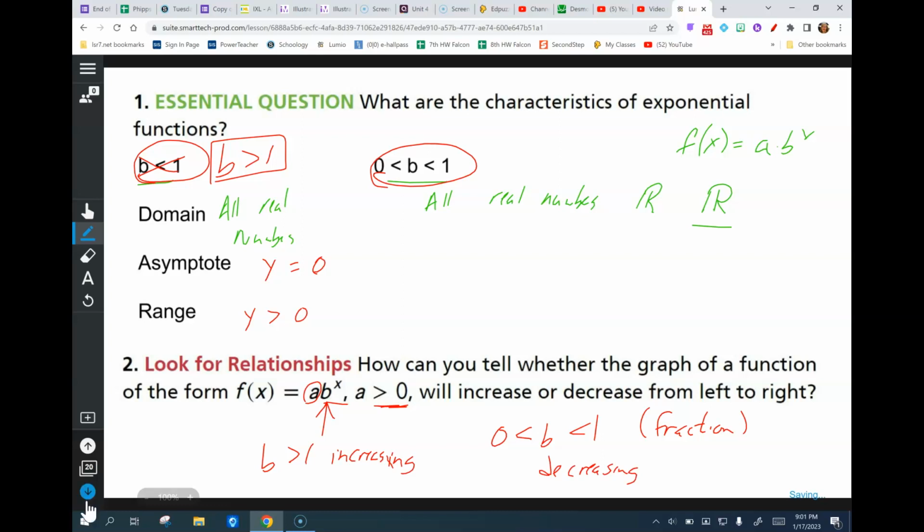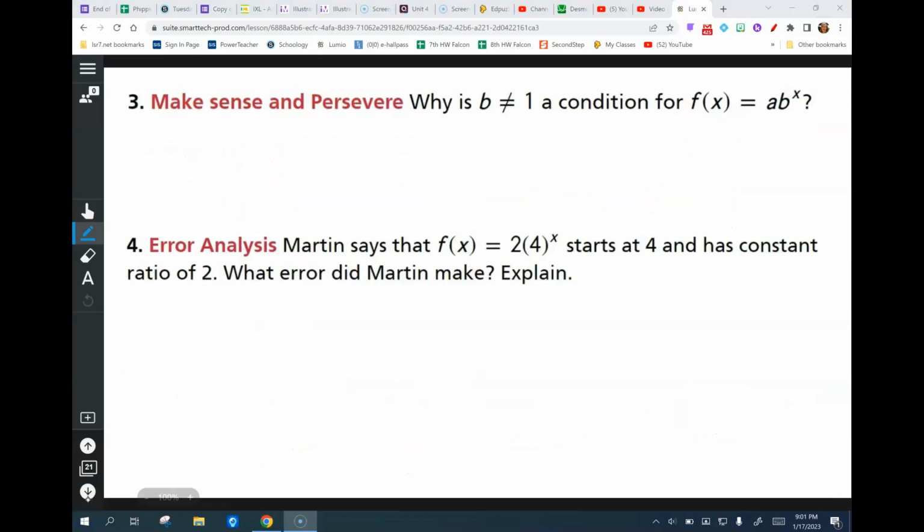Okay? Good. Okay, number 3, why is b not equal to 1? And we just talked about this in our habits of mind. Because if I have b being equal to 1, well, 1 to any power is still going to give me 1. Then I'm going to take 1 times a. That's just going to give me a number. So it's going to be kind of like ridiculous. So no.